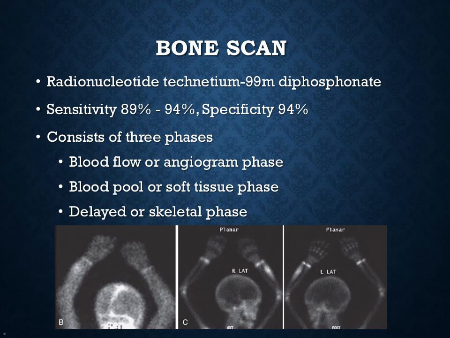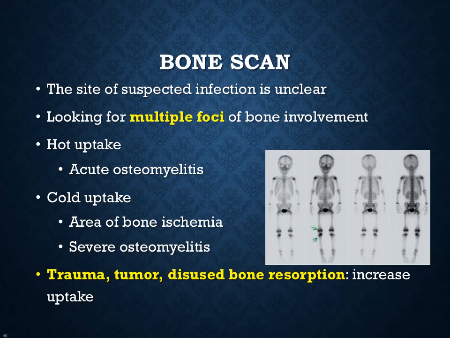increased osteoblastic activity. Increased tracer uptake in all 3 phases is characteristic of osteomyelitis and helps differentiate it from non-infectious conditions. Bone scan is particularly indicated when the site of suspected infection is unclear or when there is a need to look for multiple foci of bone involvement, such as in hematogenous osteomyelitis.